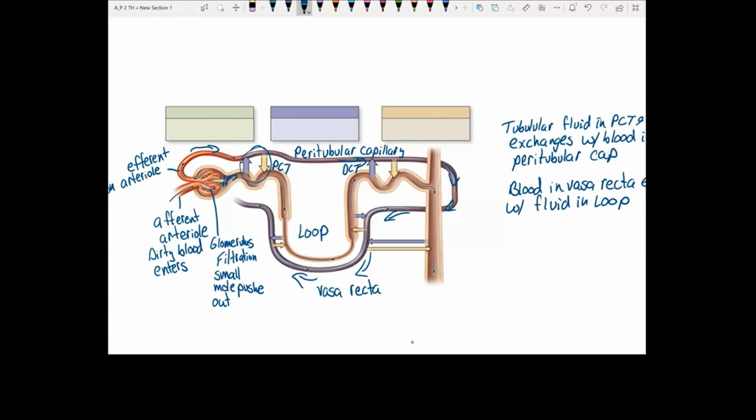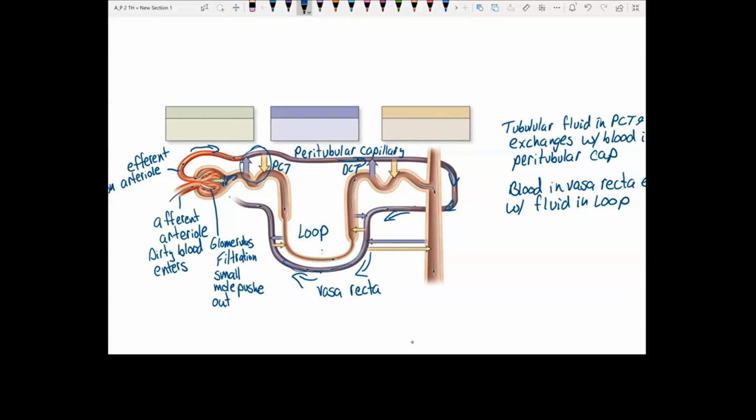So here we will have reabsorption and secretion between the blood in the peritubular capillary and the tubular fluid in the proximal convoluted tubule. Then the blood goes on to the distal convoluted tubule. It does reabsorption and secretion there. Then the blood flows around and it comes down here to the loop. And then the blood's going to exchange with the fluid in the loop. Then the blood goes on out and rejoins the rest of your circulation.